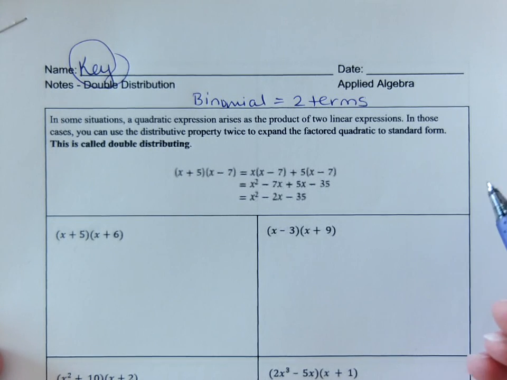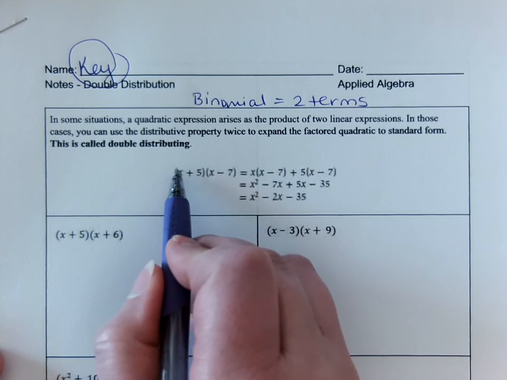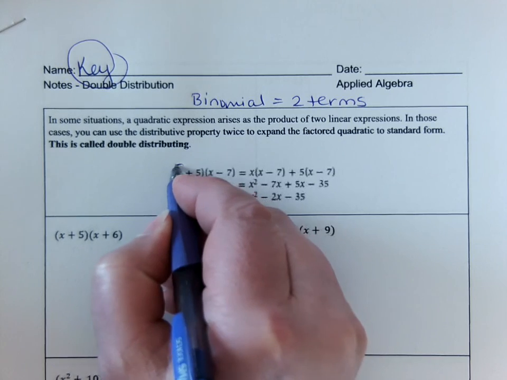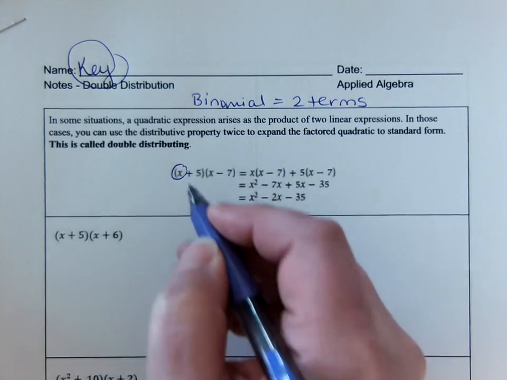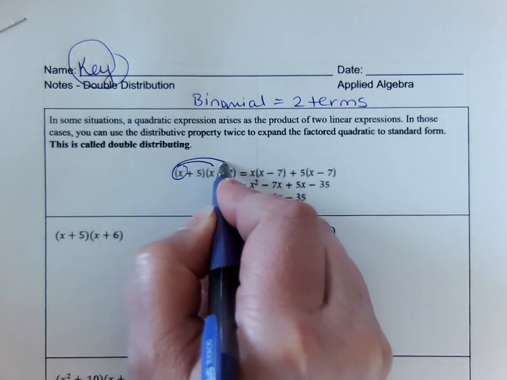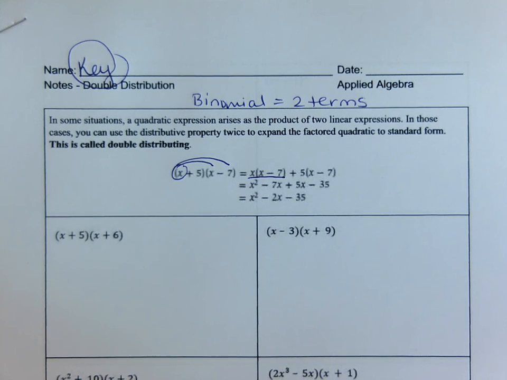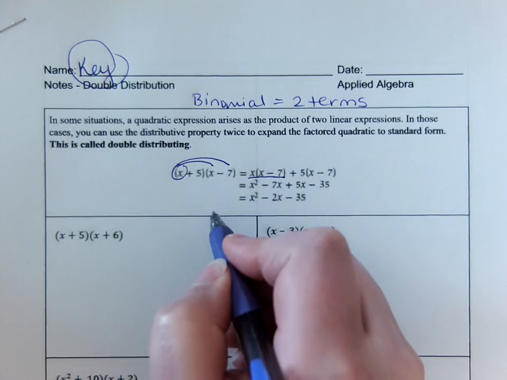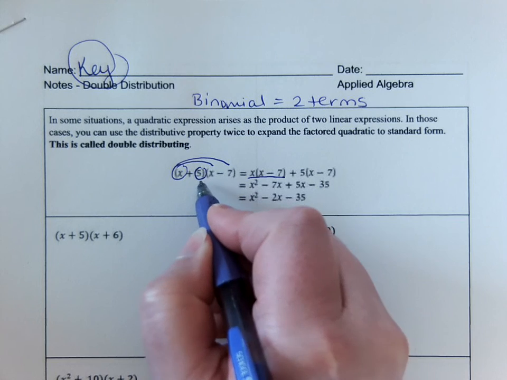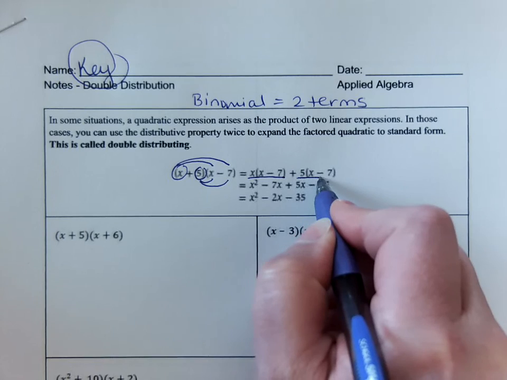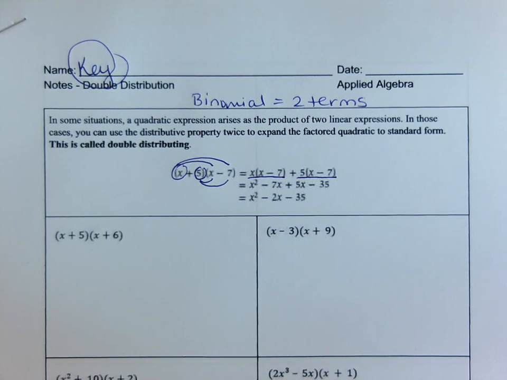What double distribution is, you're going to take that first binomial and break it up. You're going to take the x, that first term, and multiply it to that second set of parentheses. See how they broke it up and showed it here. And then you're going to take the 5 and multiply it to that second set of parentheses as well. They set it up nicely over here on the right. You don't have to set it up that way. Most cases we don't, but if you want to, you're more than welcome to.